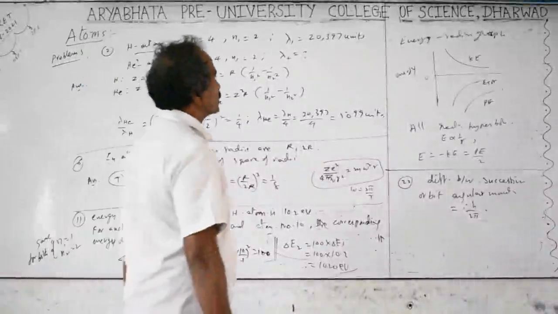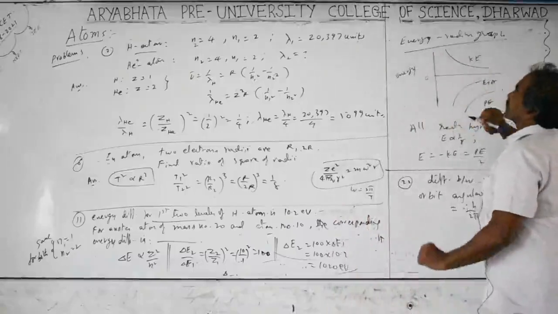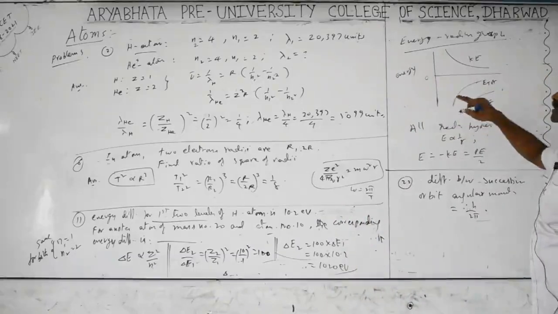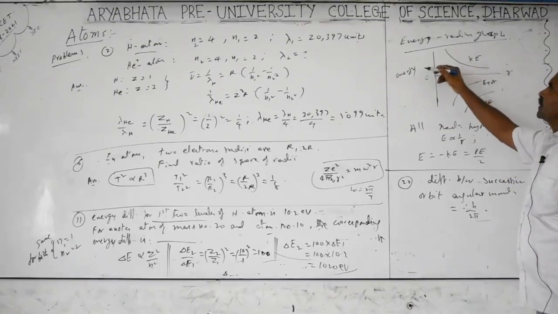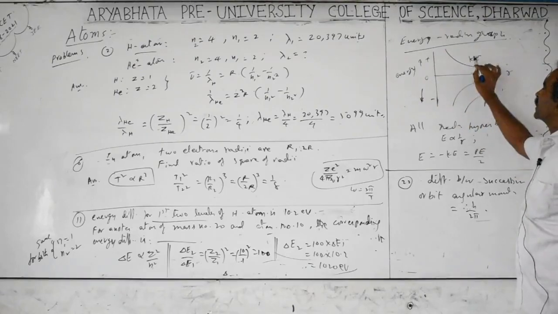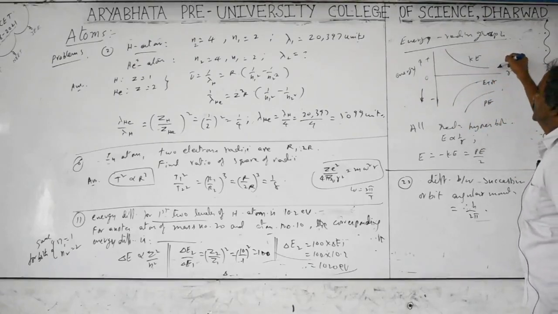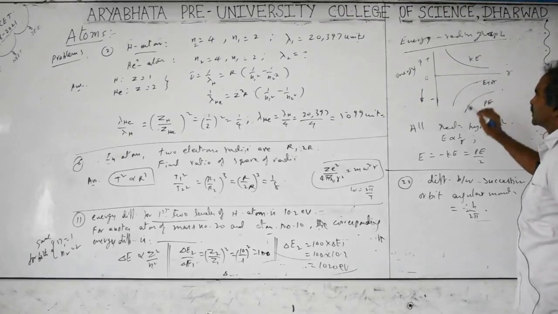Next point, students, the graph between energy and radius. For these energies, radius means distance from the nucleus. This is R versus energy, positive and negative, plus minus. Kinetic energy is always positive, so you will get the graph on the positive side. Total energy and potential energy are negative, so you will get the negative side.